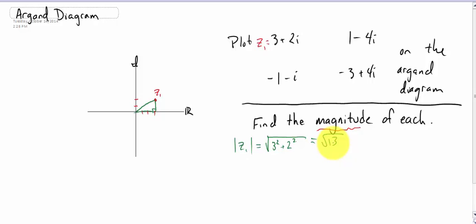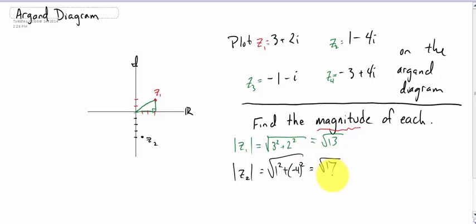I'd like you to pause the video right now, and I want you to plot these other 3. Let's call them Z2, Z3, and Z4. And why don't you find the magnitude of each also? All right, here we go. So 1 minus 4i, real part 1, negative 4 imaginary part. That's here. That's Z2. The magnitude of Z2 would be square root of 1 squared plus negative 4 squared. Parentheses around the negative 4, please. And we're going to have the square root of 17 as that magnitude.